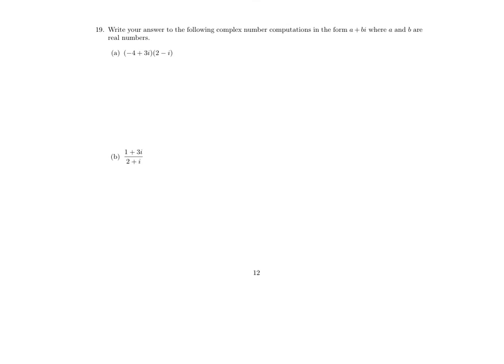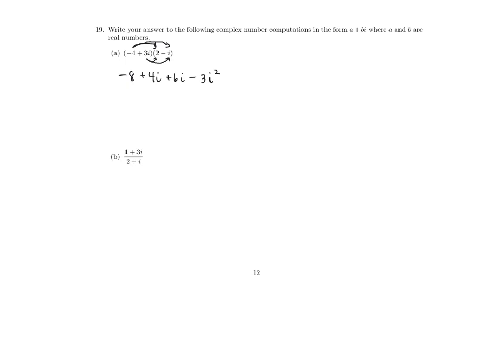Okay, number 19. Write your answer to the following complex computations in the form a plus bi, where a and b are real numbers. So part A, you're just multiplying these two complex numbers. So you're going to distribute. So negative 4 times 2 is negative 8. Negative 4 times negative i is plus 4i. 3i times 2 is plus 6i. 3i times negative i is negative 3i squared.